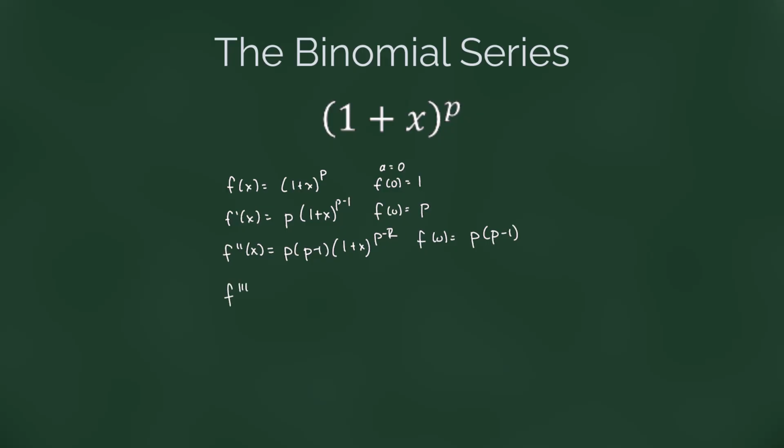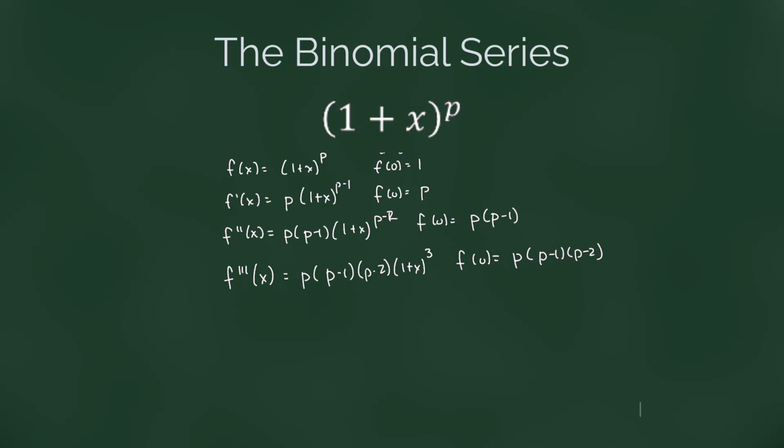F triple prime is p times p minus 1 times p minus 2 times 1 plus x to the p minus 3. And f triple prime of 0 is p times p minus 1 times p minus 2. So you can start to see the pattern here. And so we can see that for the nth derivative, we're going to get p times p minus 1 times p minus 2 all the way down to p minus n plus 1 times 1 plus x to the p minus n.